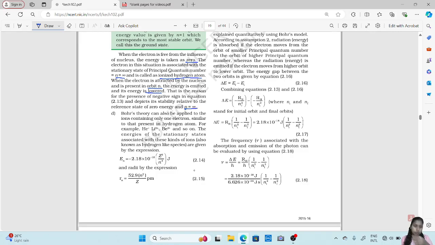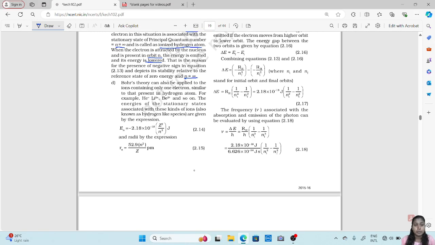Okay. Now, the fourth point is what? Bohr's theory can also be applied to ions containing only one electron, right? Hydrogen contains only one electron, right? So Bohr's theory can be applied to ions containing one electron, similar to that present in the hydrogen atom. For example, He plus. He plus means what? Helium has how many electrons? It has two electrons. When I remove one electron, it will be He plus, right?